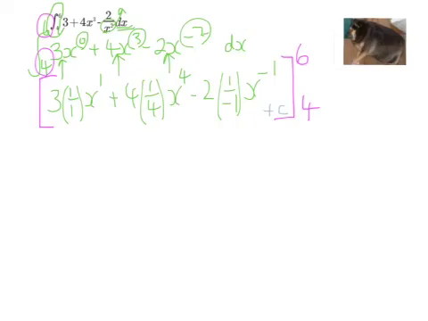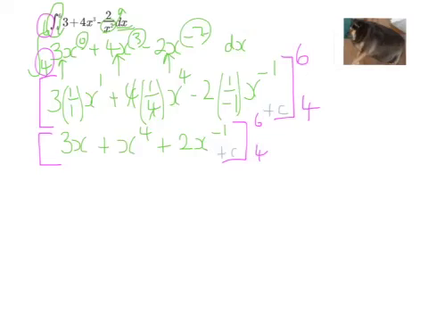Okay, so let's neaten up these big square brackets. 3 times 1 over 1 is 3x, plus the 4's will cancel to give me x to the 4. The minus 2 and the minus 1 will make plus 2 x to the minus 1. And I'm going to shut my square bracket off, 6 and a 4, and we'll leave the plus c in there for the minute, but then I'll show you what happens to it.